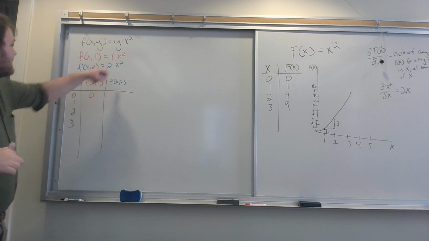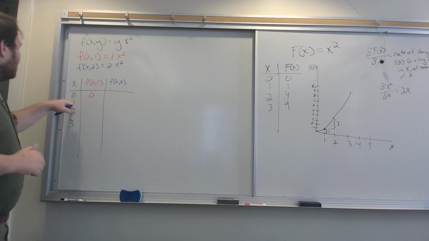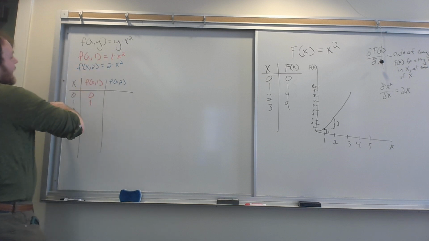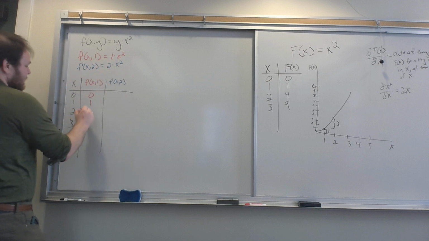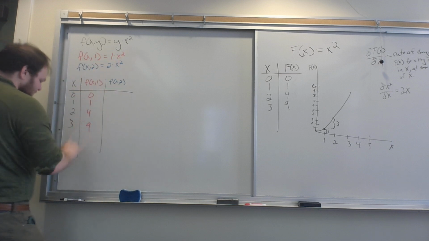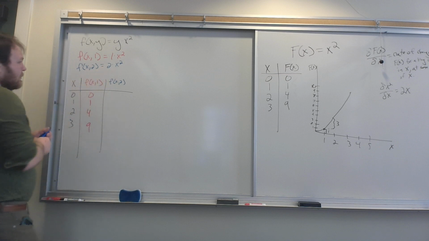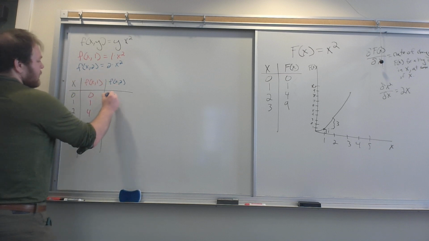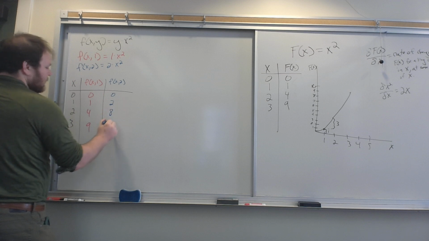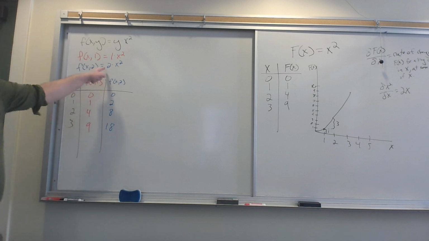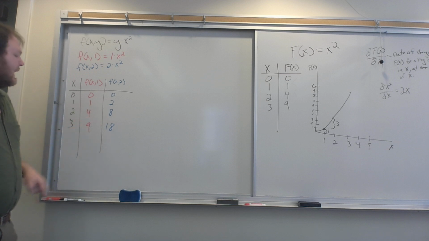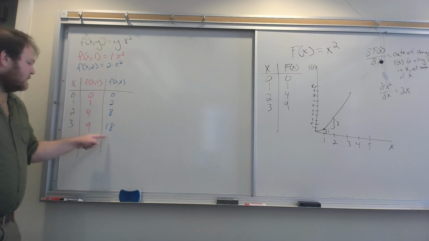If x equals 0, then 1 times x squared is 0. If x equals 1, then 1 times 1 squared is going to be 1. If x is 2, then 1 times 2 squared is going to be 4. If x is 3, then 1 times 3 squared is going to be 9. Yes? And then our blue function, where y is equal to 2, we're going to have 0, 2, 8, and 18. Because 2 times 1 squared is 2, 2 times 2 squared is 2 times 4, which is 8, and 2 times 3 squared is 2 times 9, which is 18.